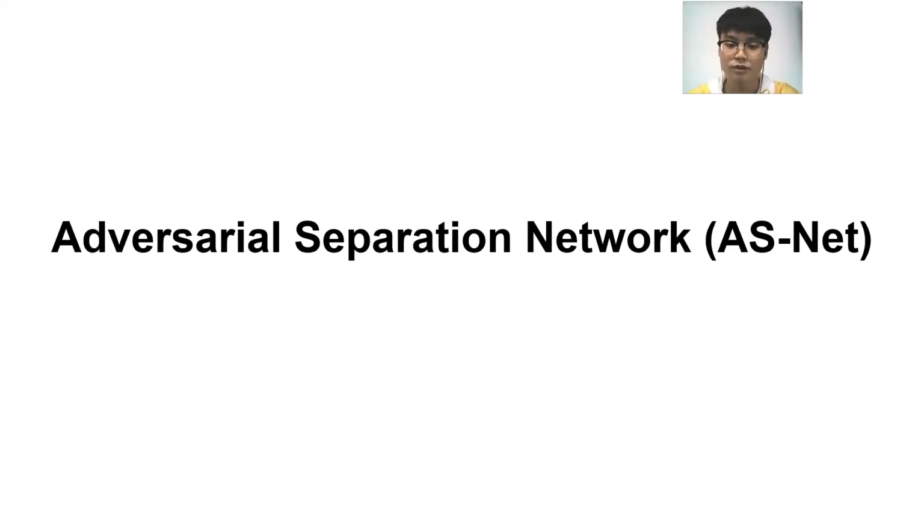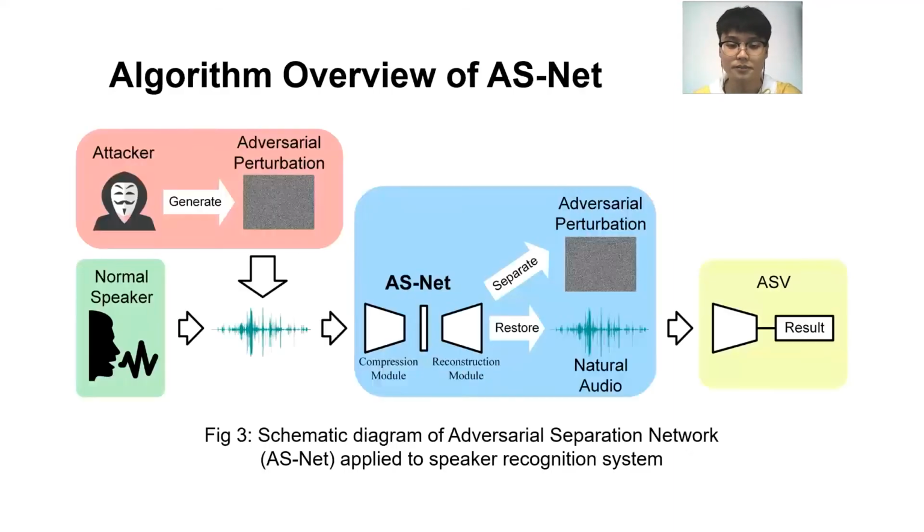Next, we'll introduce our proposed adversarial separation network. Our inspiration comes from the principle of adversarial attack. Please look at this picture, as shown in the red part. The key to a successful attack is the perturbation added to the natural example. So, as shown in the blue part, if we want to alleviate the threat posed by adversarial attacks, we only need to design a mechanism to separate perturbations from adversarial examples.